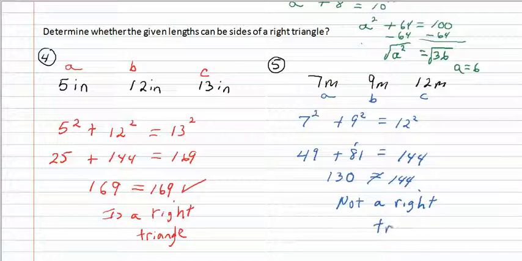And that's how you determine if it's a right triangle or not. If they end up being equal to each other, like 169 and 169, it is a right triangle. And if they are not equal to each other, like 130 is not equal to 144, it is not a right triangle. Okay, so that is 10-2, the Pythagorean Theorem.